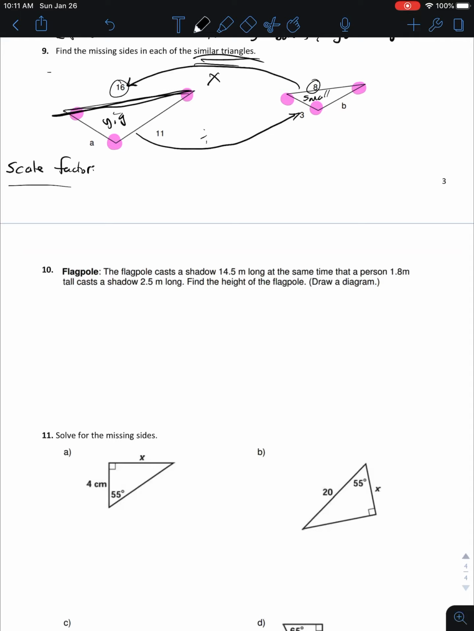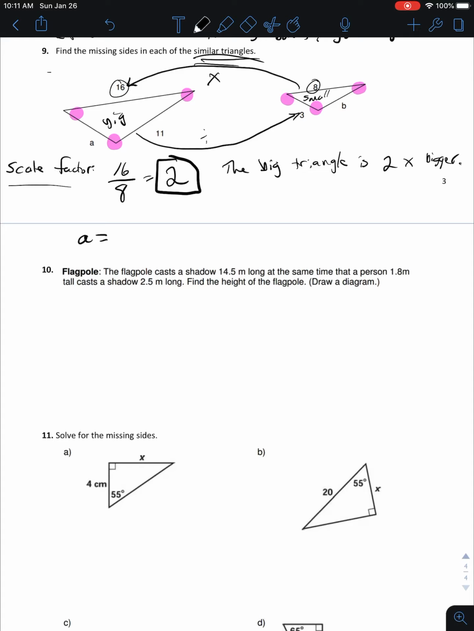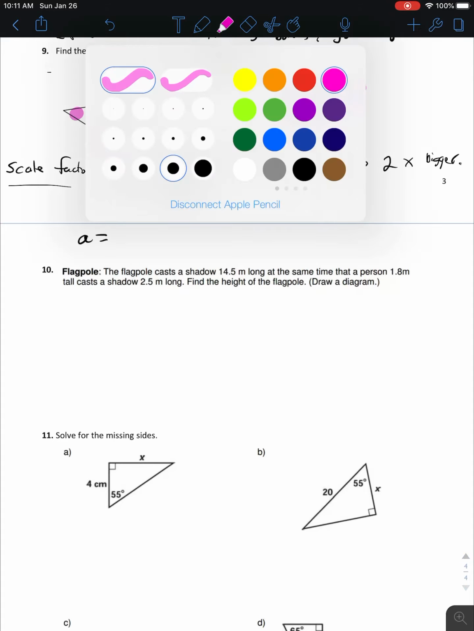So I see a 16 and I see an 8 in the same orientation on the same side length, right? So I can take that and say, okay, well, my scale factor is going to be 16 divided by 8. That's going to be equal to 2, right? So then I know that the big triangle is 2 times bigger. Right? So that means everything about the big triangle is 2 times bigger than the small one.